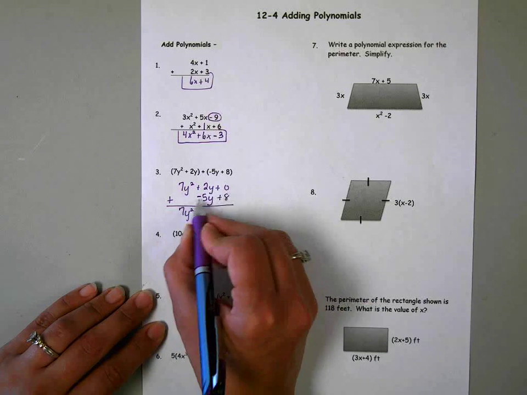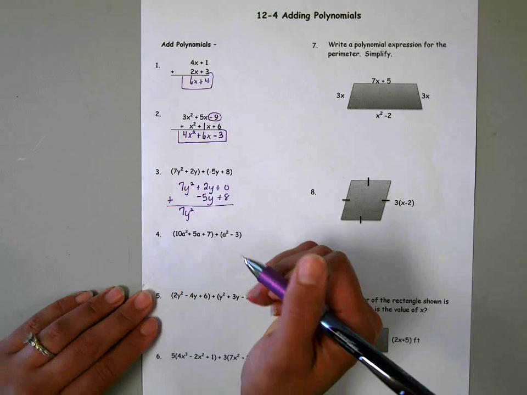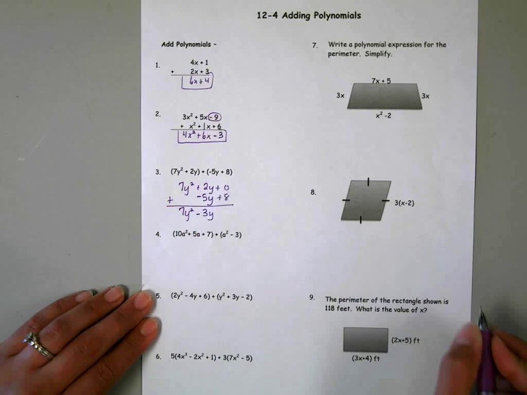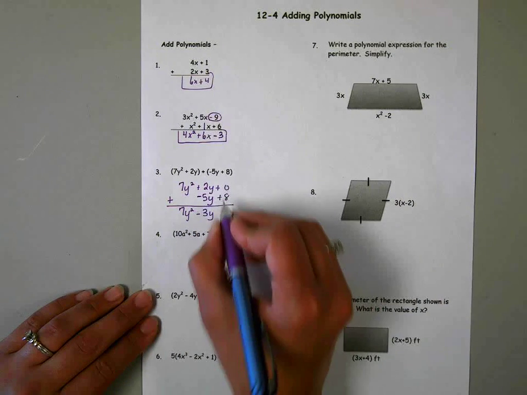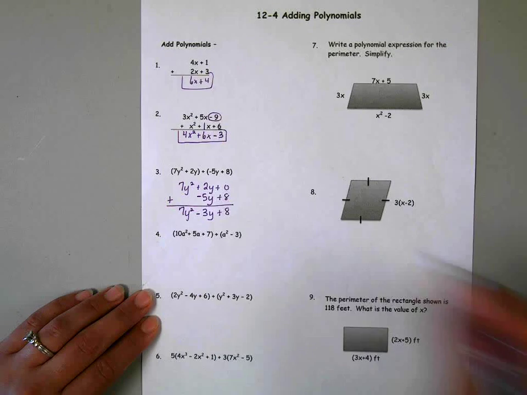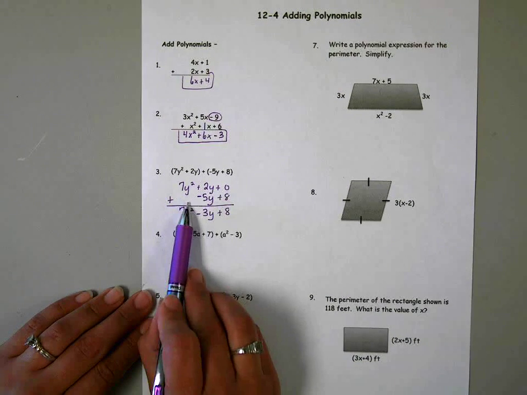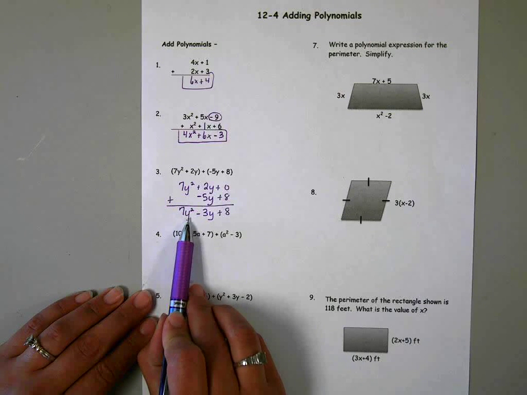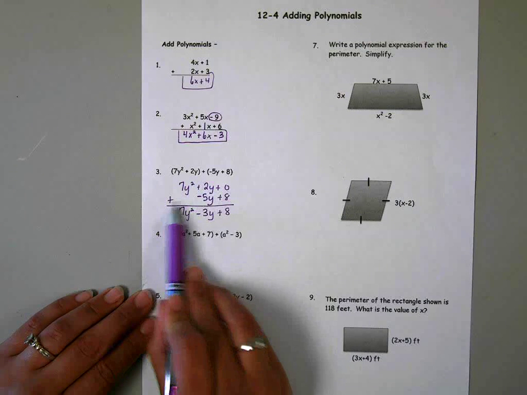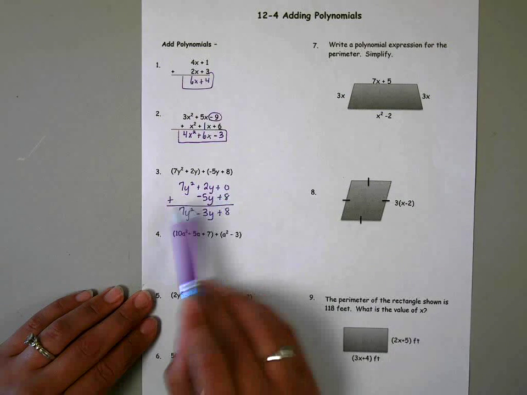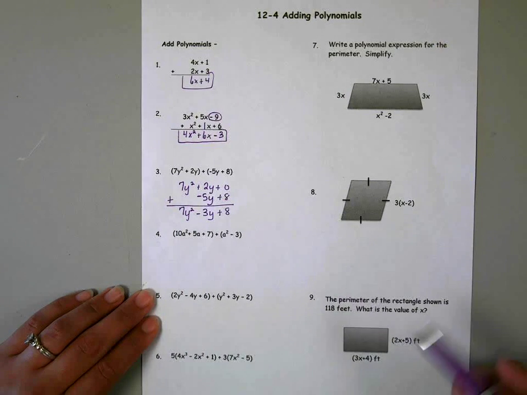2 plus a negative 5 is a negative 3y. And 0 plus 8 is a positive 8. So we did 7y squared plus nothing was 7y squared. 2 plus a negative 5 is a negative 3. 0 plus 8 is 8.